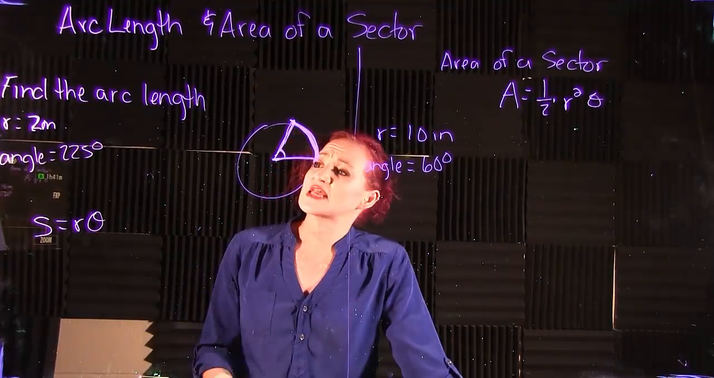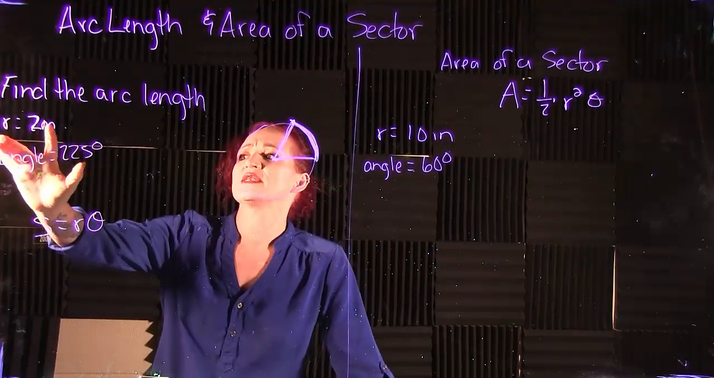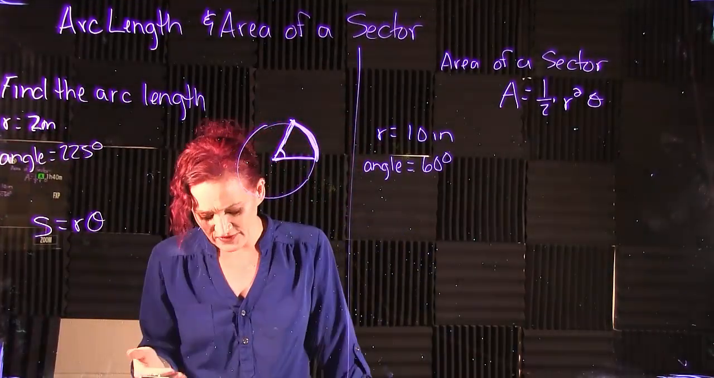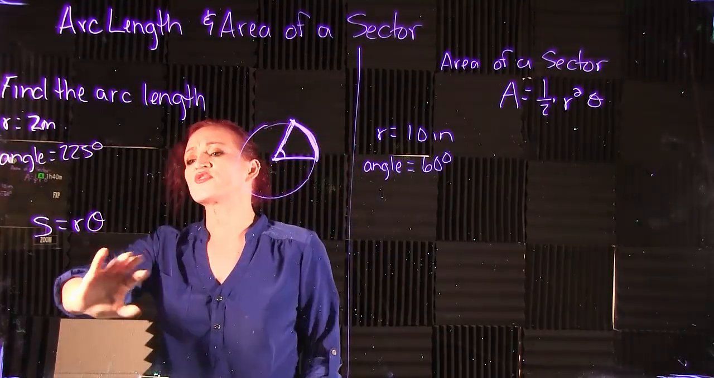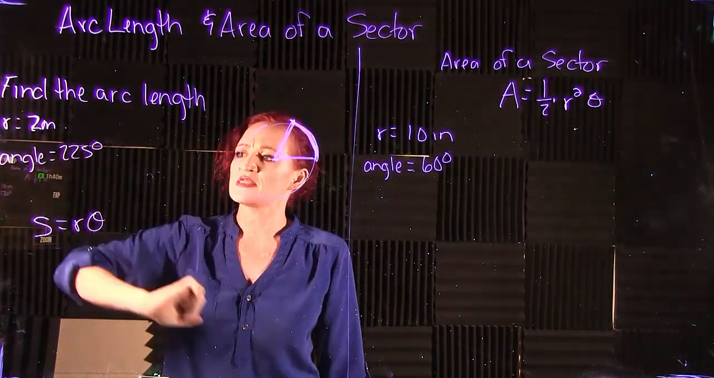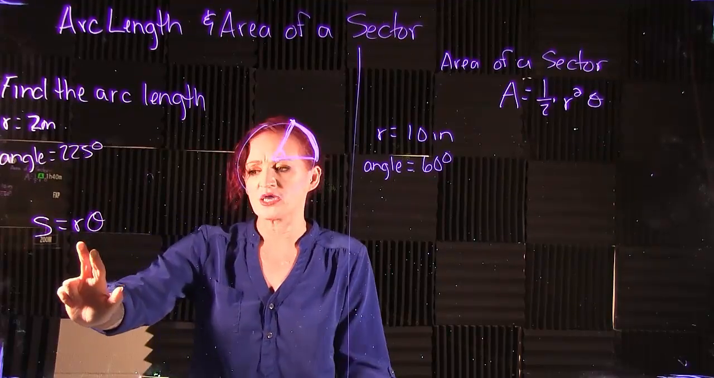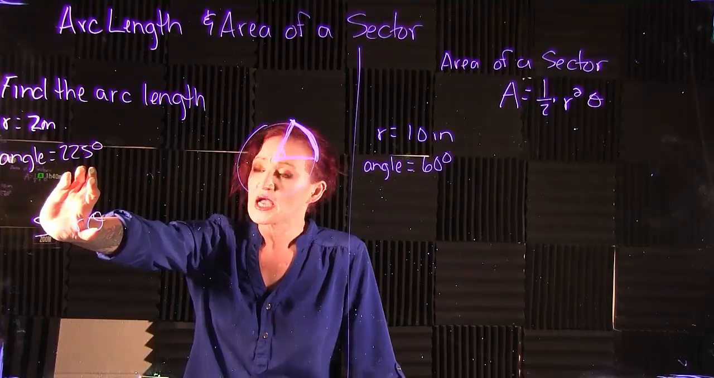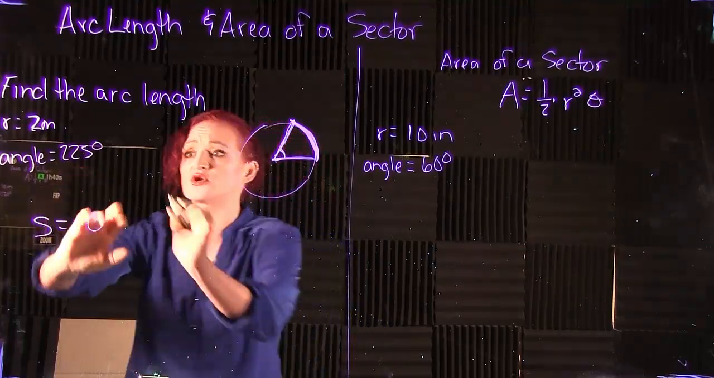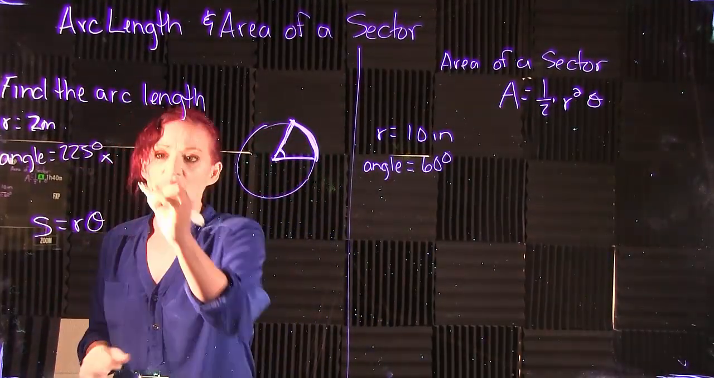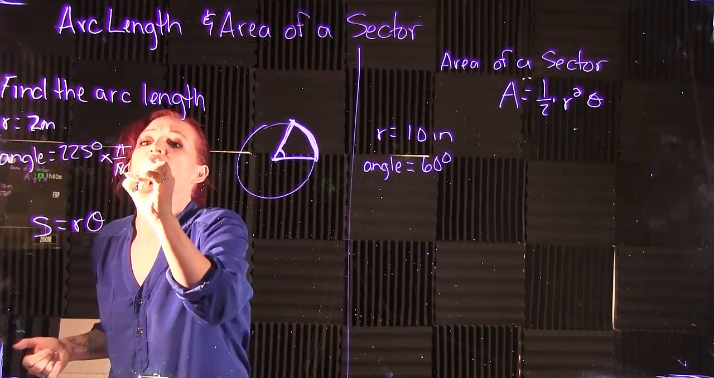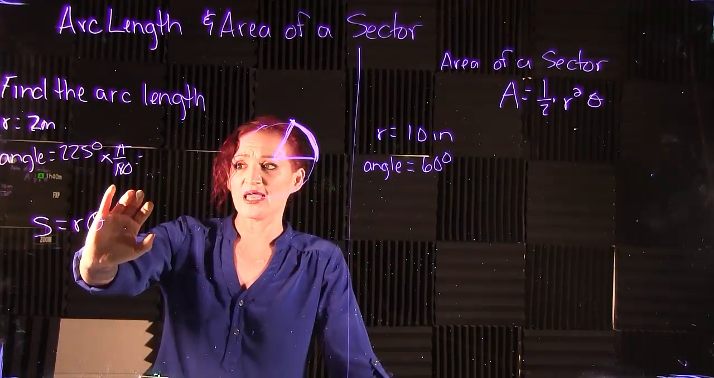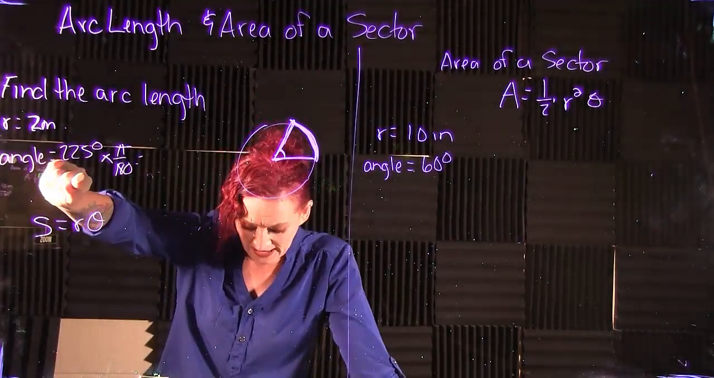If we take a look at our given problem here, we're told that the radius is 2 meters. We're told that the angle is 225 degrees. So before we can throw the radius and the measurement of our angle into our little mini formula, we first need to take this 225 degrees and convert it to radian measure. You convert it to radian measure by multiplying by pi over 180. Go ahead and do pi divided by 180 in your calculator, then do it times 225.